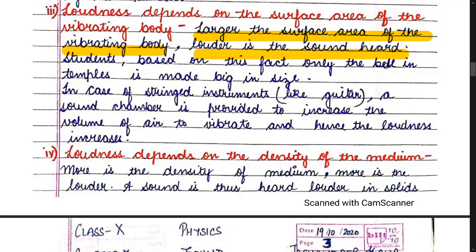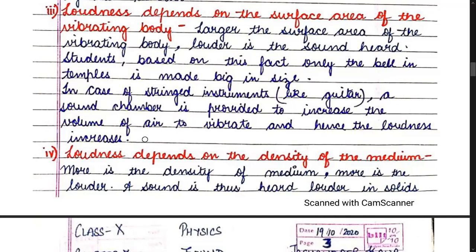Students, based on this fact only, the bell in temples is made big in size. You might have seen that in temples you are having bigger bells. Why? Because the bigger bell will have more surface area and hence will produce a loud sound.